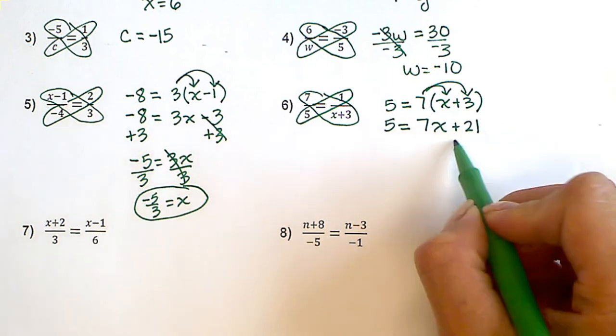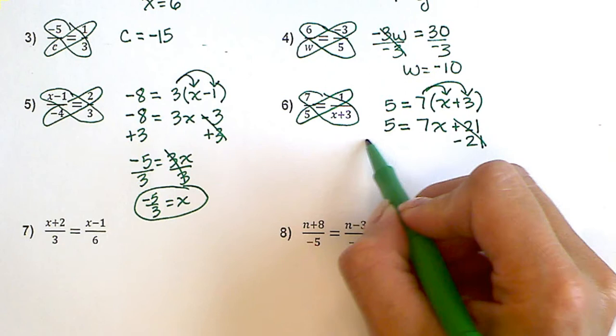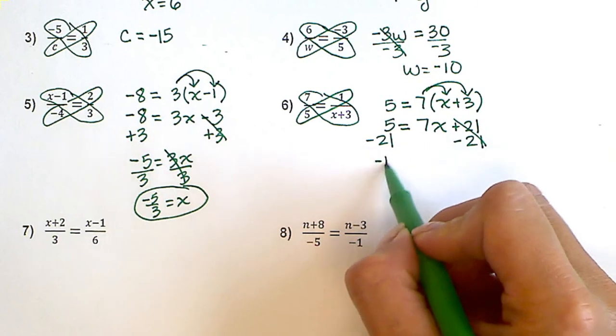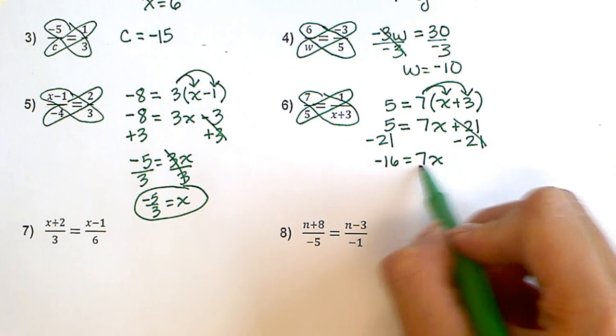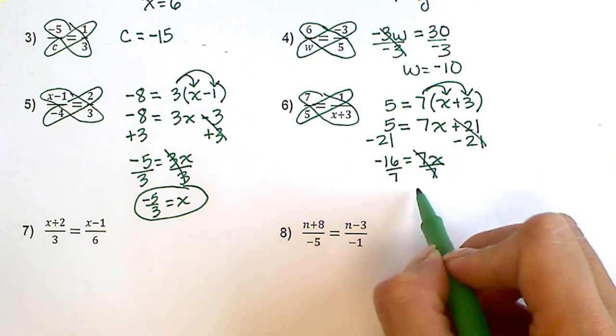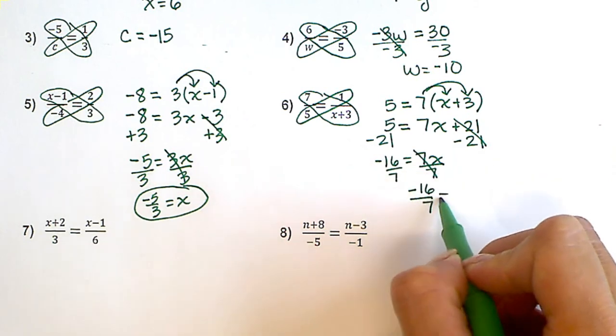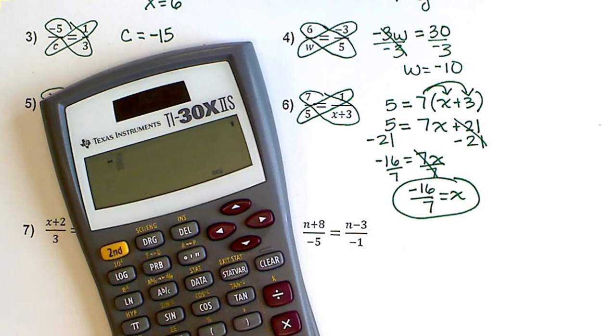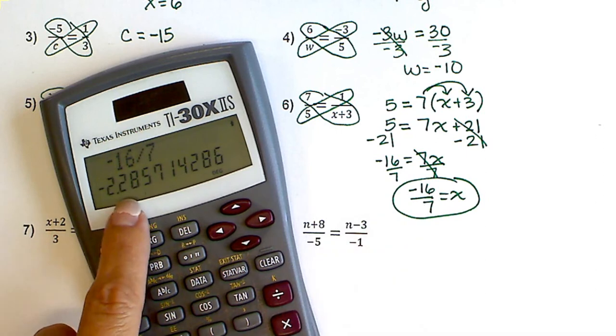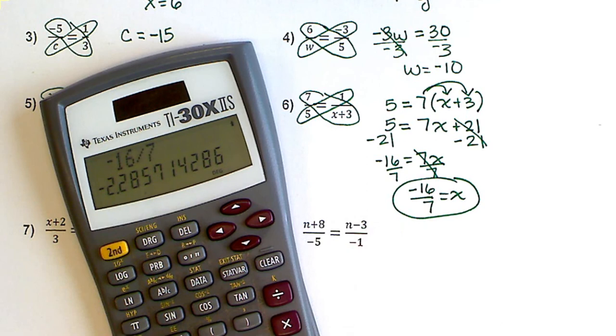Now we're going to subtract 21 from both sides, and we get -16 equals 7x. And then we're going to divide by 7. So -16 over 7 is equal to x, or we can type in -16 divided by 7. That would be the same as about -2.29 or -2.3.